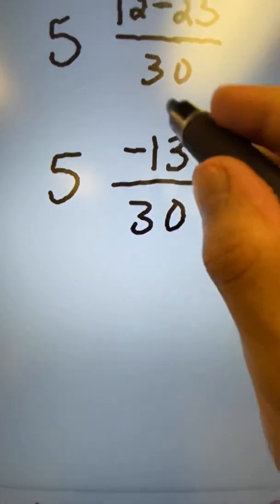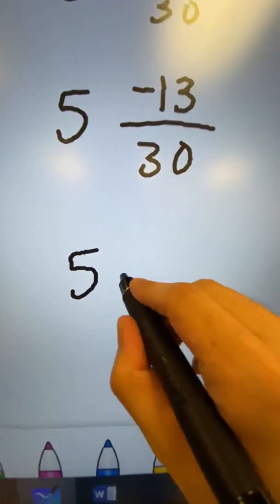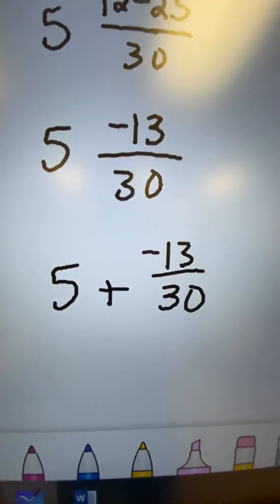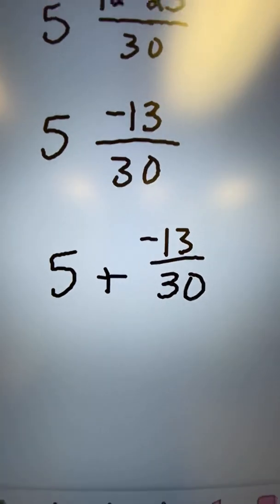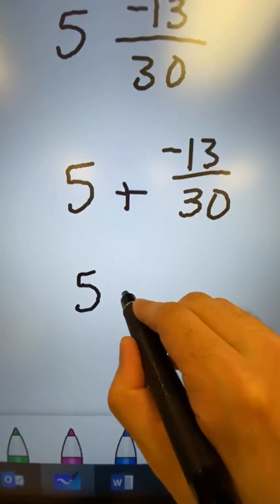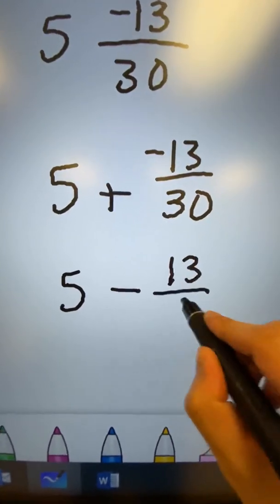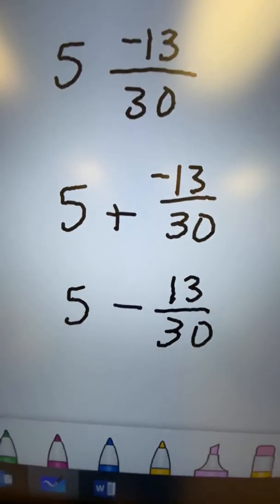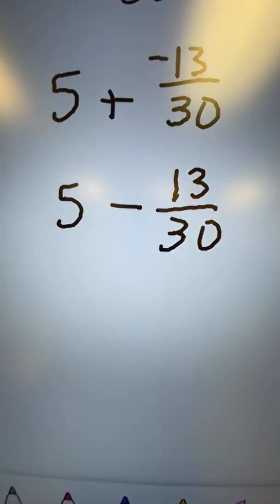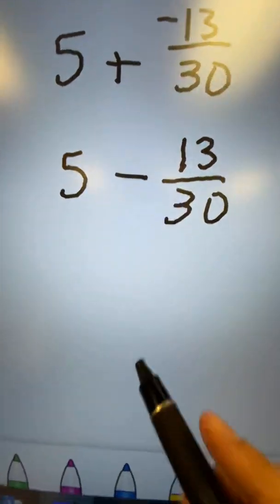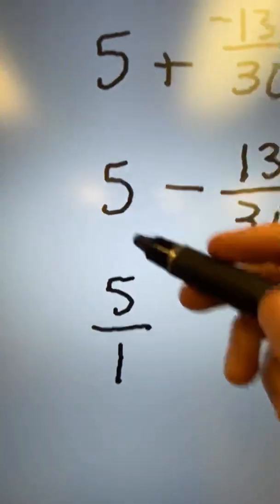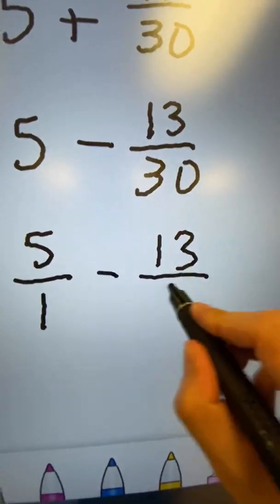This you could interpret as saying 5 plus negative 13 thirtieths. It's the same exact thing. We can rewrite it that way. They're equivalent. And when you're adding a negative, it's the same thing as saying we're going to do 5 and take away 13 thirtieths. That's also equivalent. And now I have a whole number minus a fraction, so all I have to do is rewrite this into a fraction. To make the 5 into a fraction, that's the same thing as saying 5 divided by 1. 5 divided by 1 is still 5, so I can rewrite it that way as well.